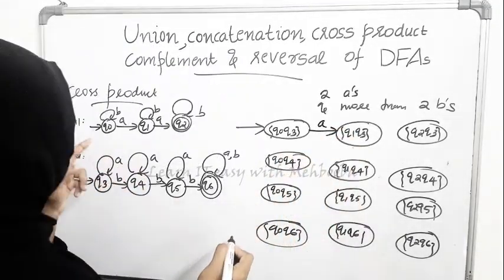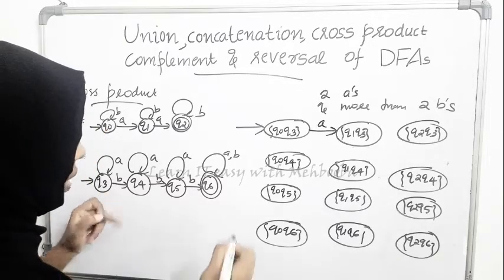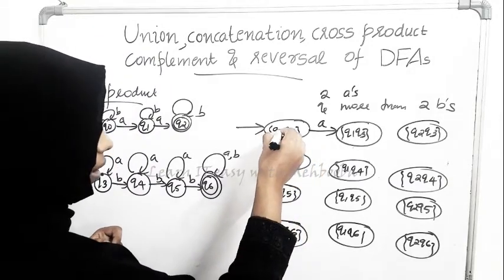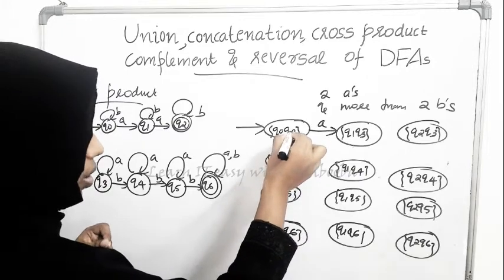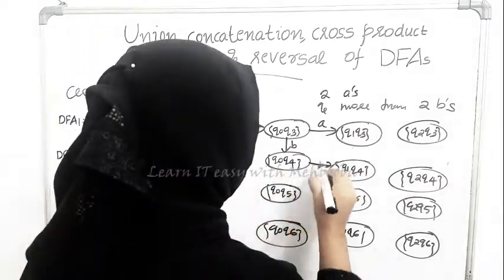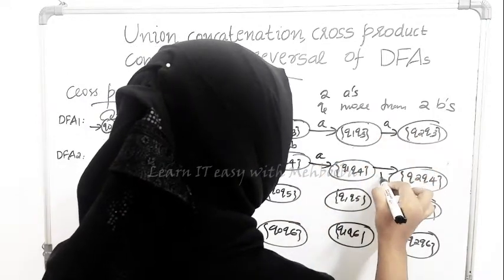Similarly, from Q0 on B, there is a transition to itself. From Q3 on B, there is a transition to Q4. So this B means that in DFA 1, there is a transition from Q0 to Q0 on B, and in DFA 2, there is a transition from Q3 to Q4 on B. Similarly, we will mark the rest of the transitions. I guess you can understand that by this time.